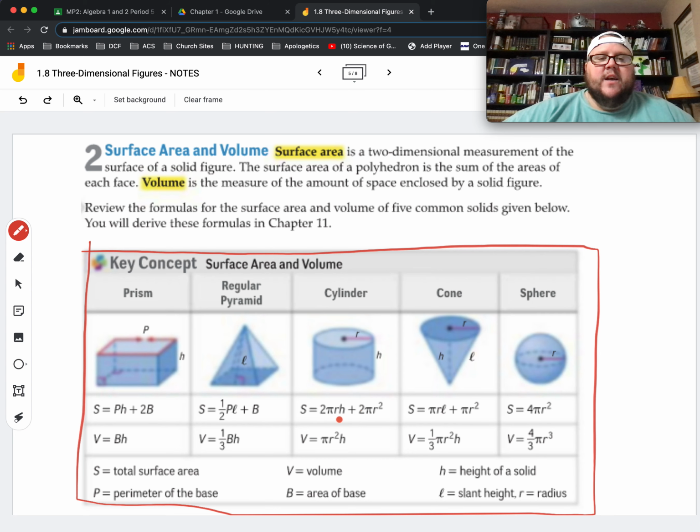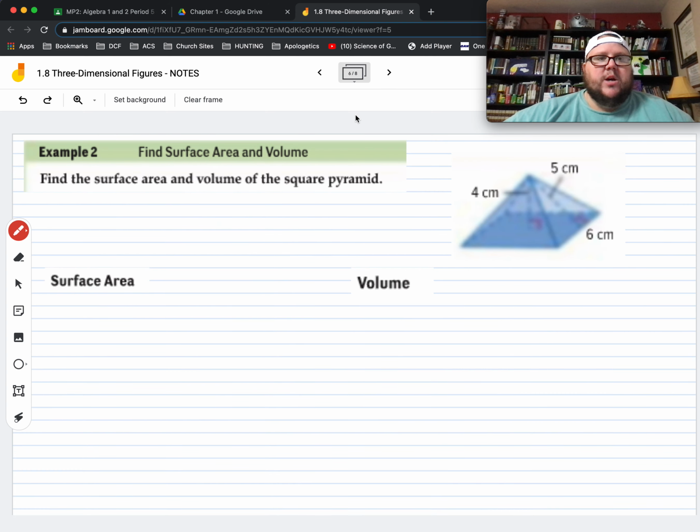Cylinder, we have 2 pi r h plus 2 pi r squared. So 2 pi r h gives me the surface area of the cylinder part, whereas the 2 pi r squared gives me the area of the two bases. Volume, pi r squared h, and so forth. So all we're going to do is follow these formulas to do these problems. So I'm going to just jump right into it.